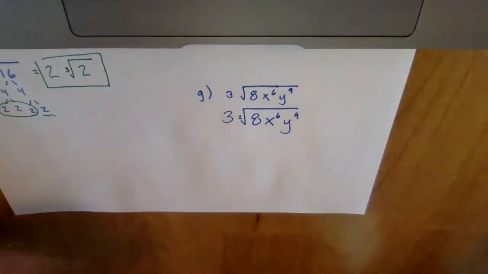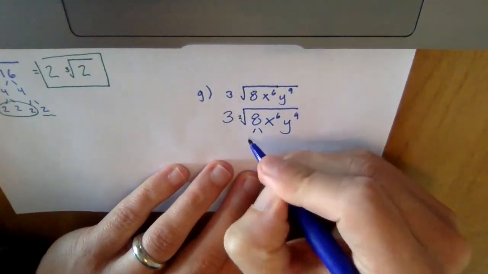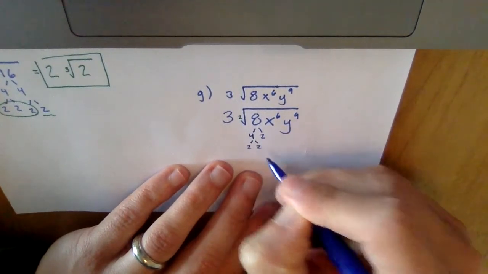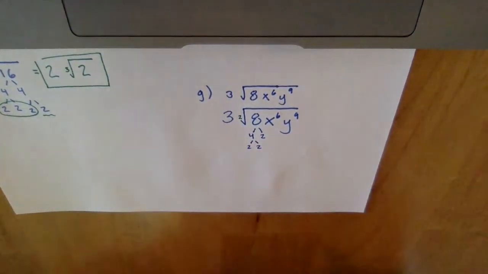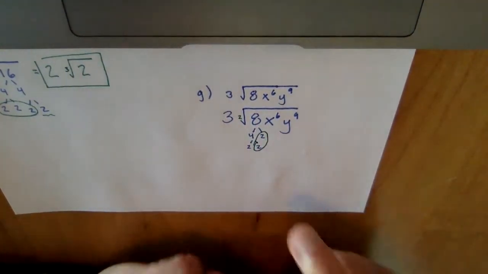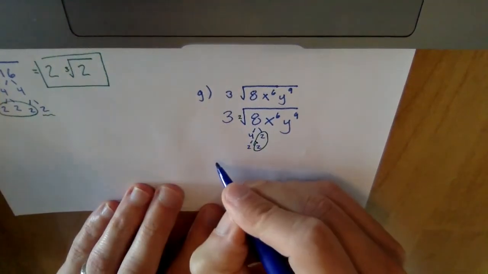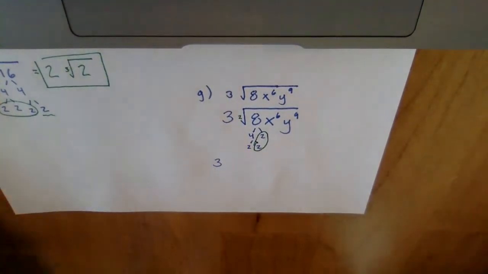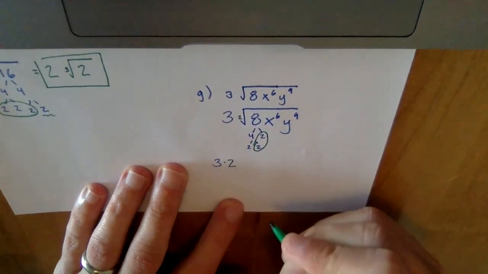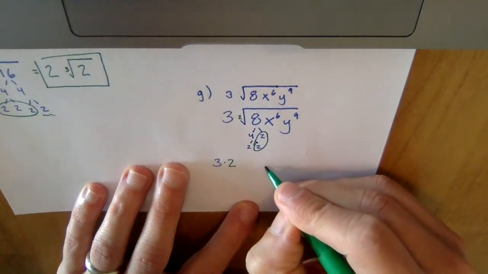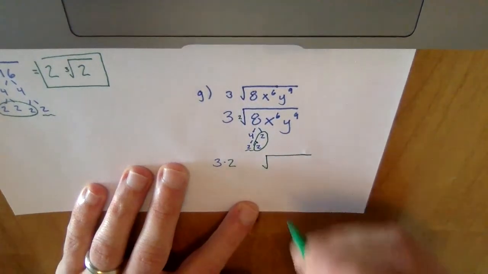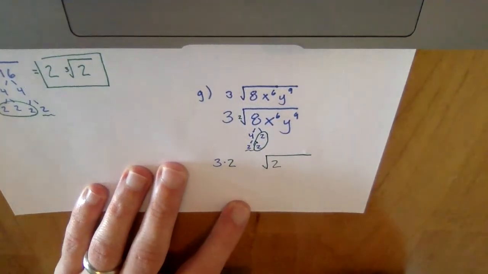I'm going to start by breaking down the 8. That's going to be 4 times 2, and then 2 times 2. And remember, we're looking for pairs, so I can circle up 2 of these here. They're going to get married and move out. There's already a 3 out there. These 2s are getting married and moving out, so they're going to come out and join it. And then I know I'm still going to have this 2 that didn't get paired off inside the radical.